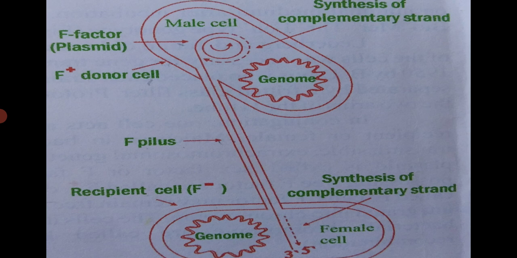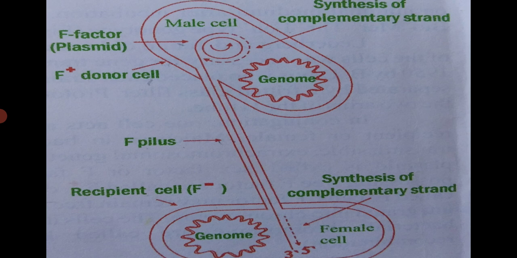The channel for DNA transfer could be either a partial conjugation bridge provided by a retraction of an F pilus, or a hollow F pilus. The cross between two F minus strains does not produce a recombinant.